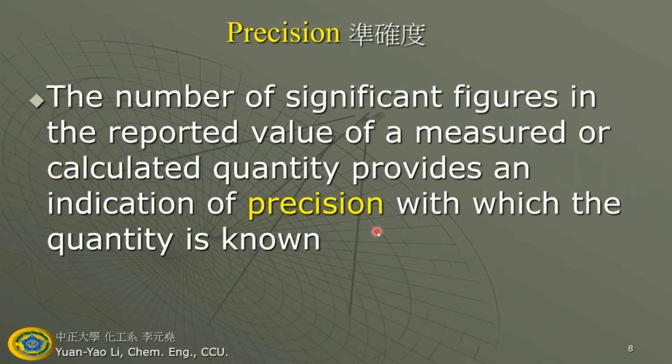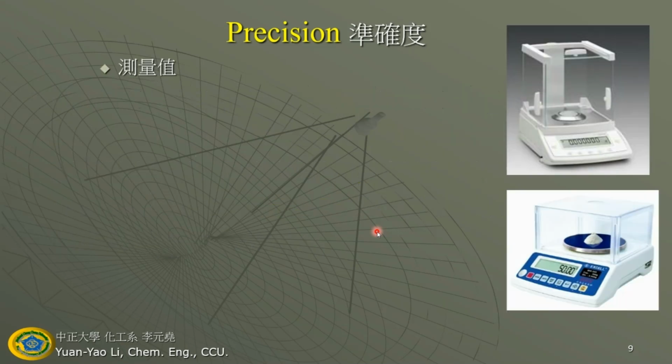So, what's the precision? The number of significant figures in the reported value of a measured or calculated quantity provides an indication of the precision with which the quantity is known. So, significant figures are related to what? Precision. Okay. So as I just told you, you have better precision using this balance compared to this one.